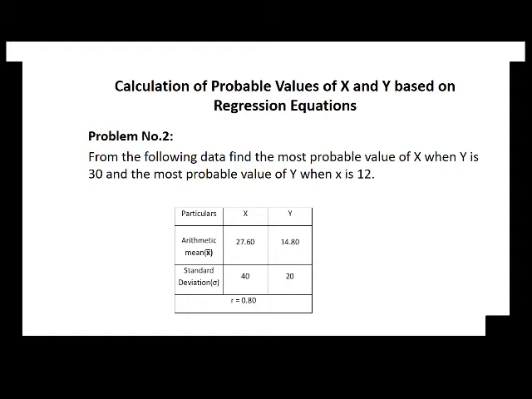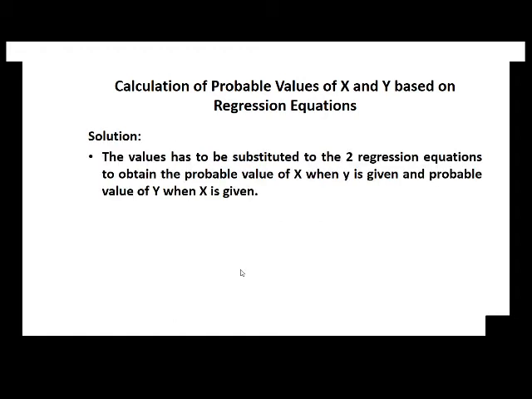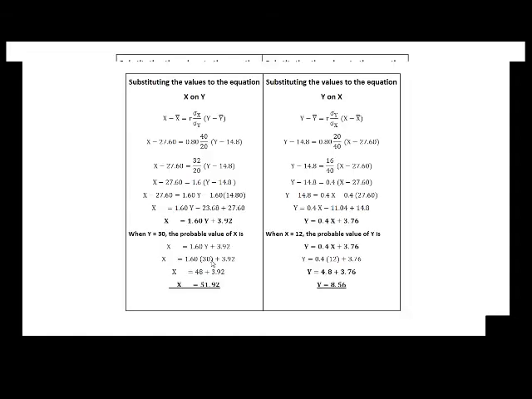That means whenever the x and y values are given, how to solve? The same I already discussed in problem number 1. The values have to be substituted into the two regression equations to obtain the probable value of x when y is given and the probable value of y when x is given. So substituting the values into the equation x on y, as already discussed in the first problem.